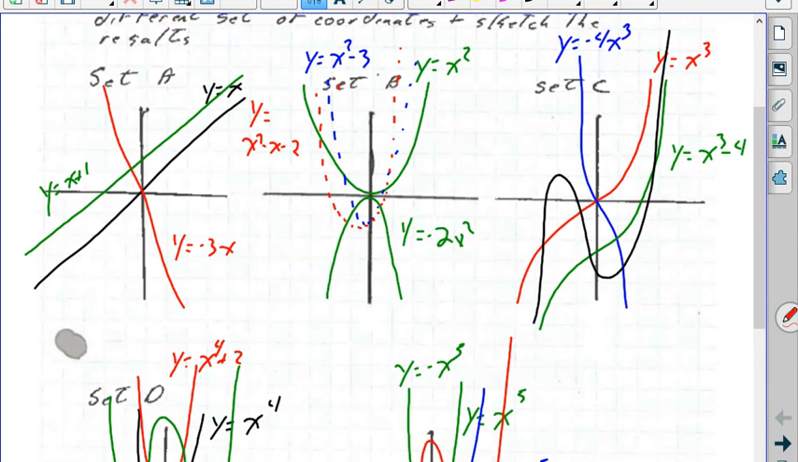You've got the basic endpoint behavior. A linear function starts down in the third quadrant, ends in the first, or if it's a negative leading coefficient, it does this. A third degree function starts down here in the third quadrant, ends in the first, or vice versa if it's a negative. A fifth degree function, you still see the same thing. Your end behavior stays similar.